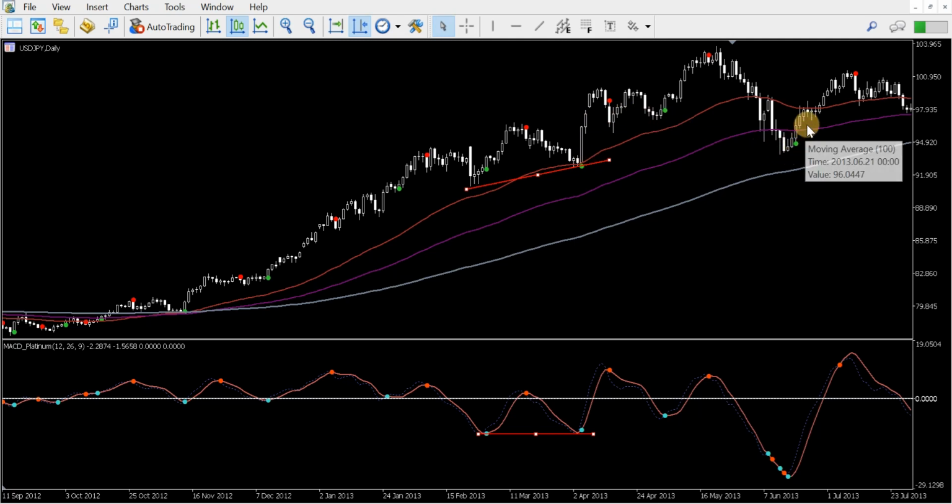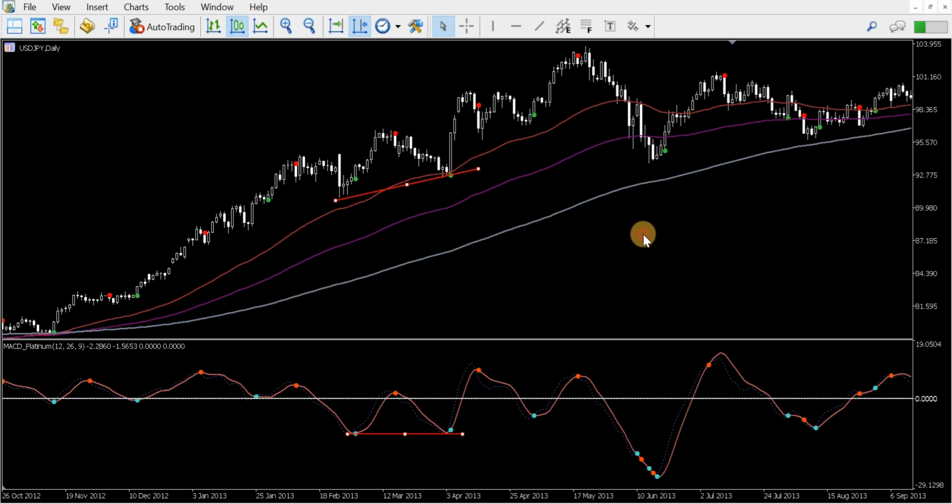Then this pullback going again. See how we've gone up and we've had that big pullback back. I'm starting to think there's weakness in that trend. We've taken out the previous lows, so the structure has changed a little bit. So I'll take this trade, but it'll be with a lower risk, and it works out all right.